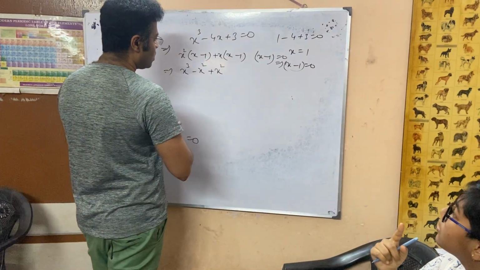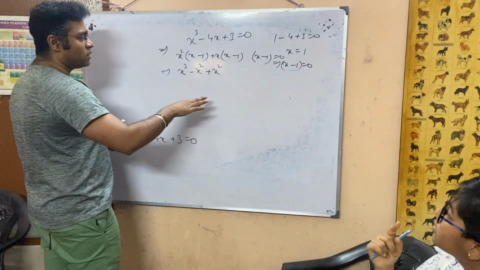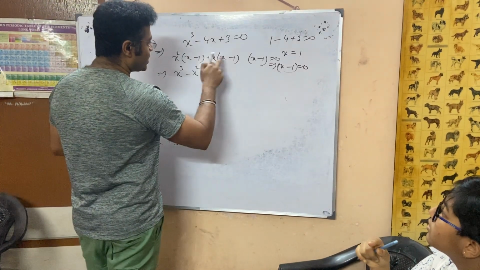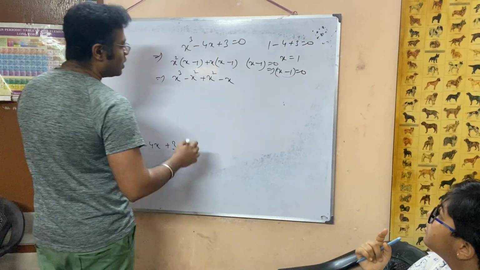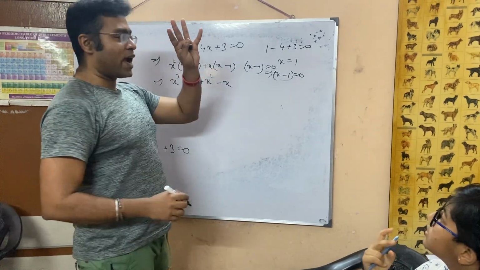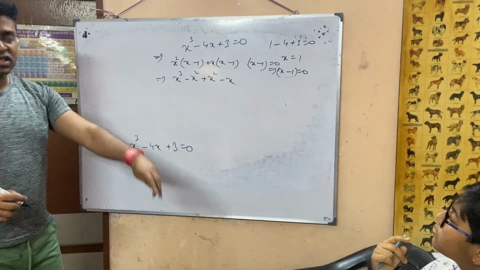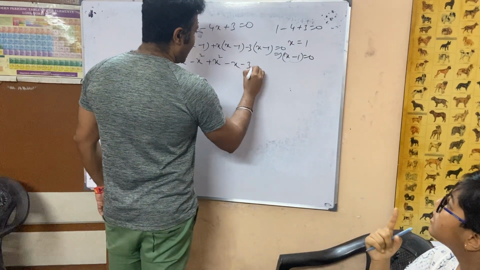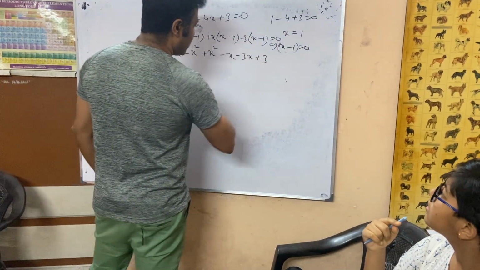So x square plus x square minus x getting cancelled. See, here is x square, so there won't be any x square. Now x into minus 1, that is minus x. I need minus 4x, so I need more minus 3x. So I'll multiply this factor by minus 3. I get minus 3x plus 3.